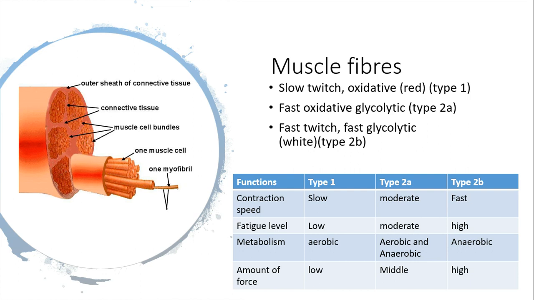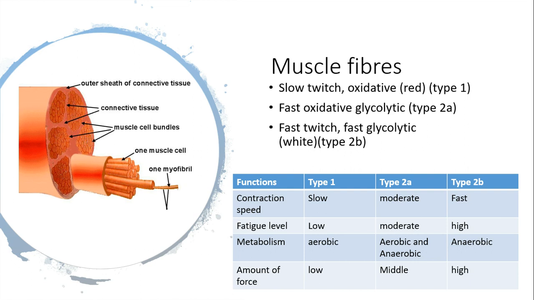These muscle fibers are useful and suitable for 100-meter sprinters. This is because these muscle fibers fatigue at a high rate because there are not many oxygenated red blood cells being supplied to the working muscles. This is why the muscle fibers are white.